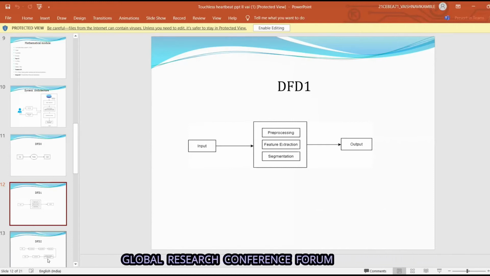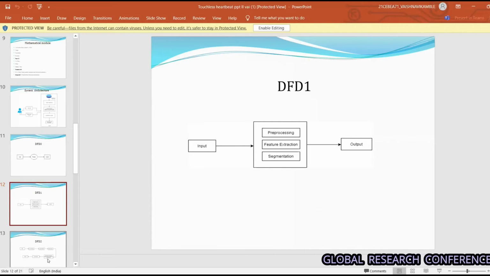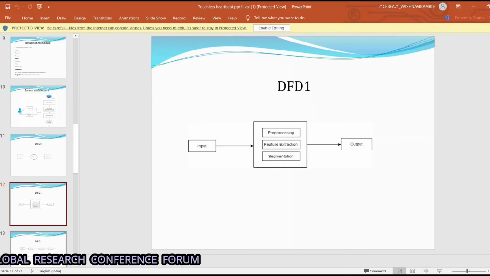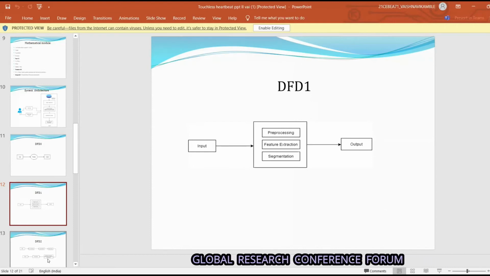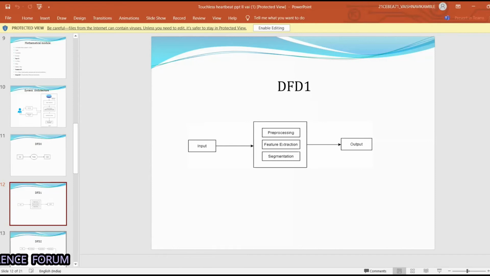In that, we take the image of our data set and divide it into multiple parts, and later our Haar cascade algorithm works and it gives the output. Same process with the DFD2 also.